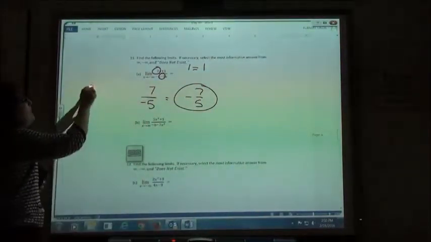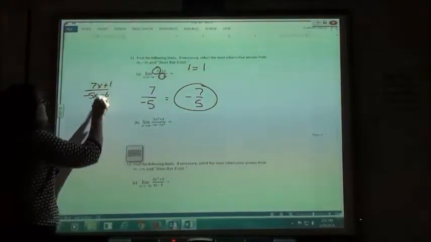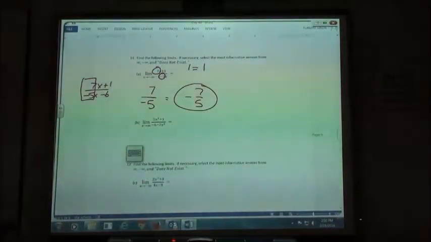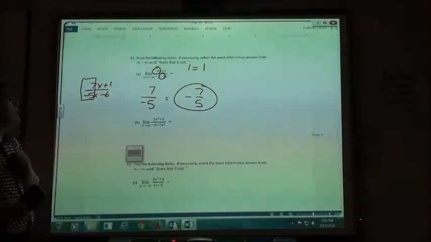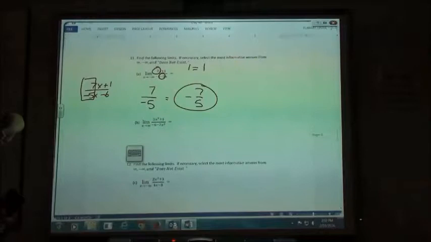If I put that in best form, I'd have 7x plus 1, negative 5x minus 6. There's my leading coefficients. They're both out in front of my expression. So if the degree of the top is the same as the degree of the bottom, my limit is going to be the ratio of their leading coefficients.